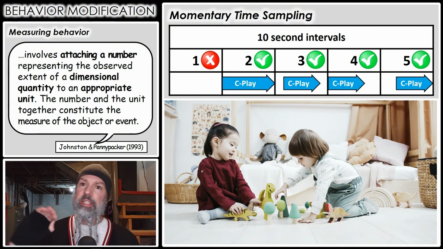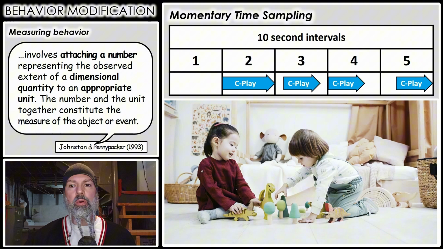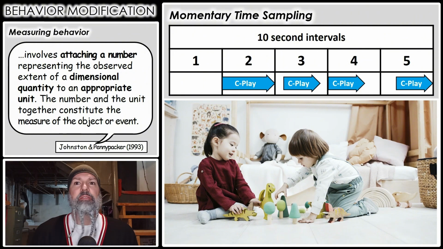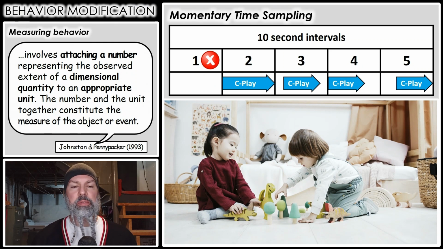So again, let's take a look at the exact same pattern of behavior. Let's take off those conclusions from partial interval recording, and now we're going to take a look at momentary time sampling. In that first example, no cooperative play, we would indicate in momentary time sampling that behavior has not occurred. In that second interval, behavior occurs throughout the entire interval. However, the only important thing for momentary time sampling is that it's occurring at the end of the interval. Is the behavior still going on when that interval ends? And for interval number 2, it most certainly is.